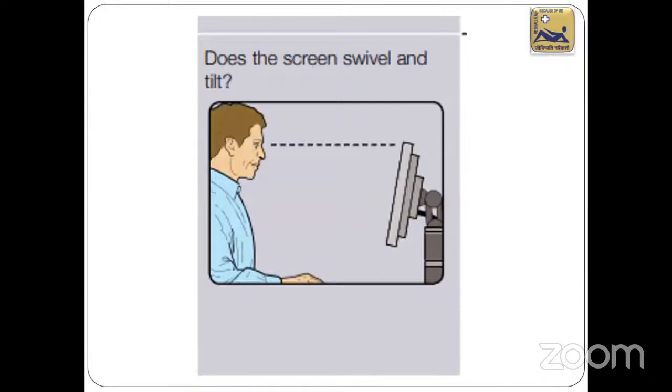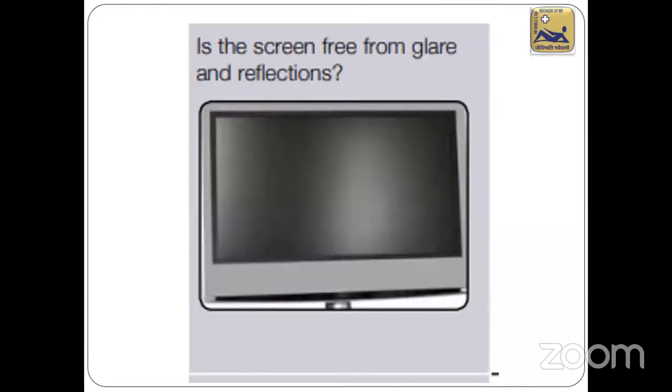Again, the screen distance from the eye level, and whether the screen monitor has been tilted or not. Then whether the screen is free from glare and reflections. If there is any reflection or glare, we tend to alter our neck positions. If it is reflected, automatically you tend to have a flexed or an extended position of the neck, which alters the ideal position of your neck when you're looking at a monitor.